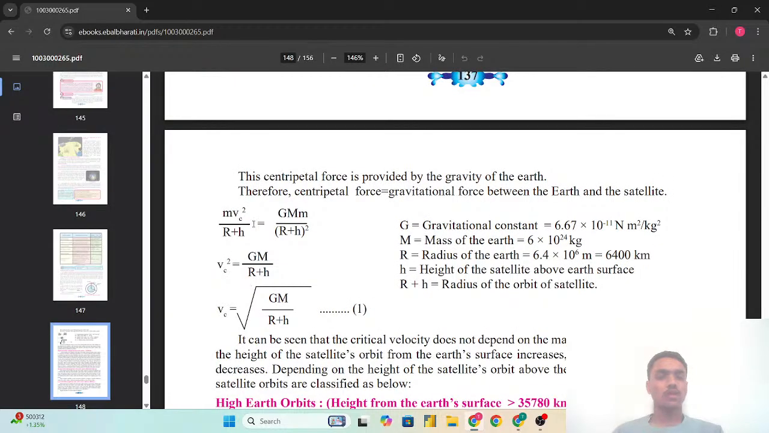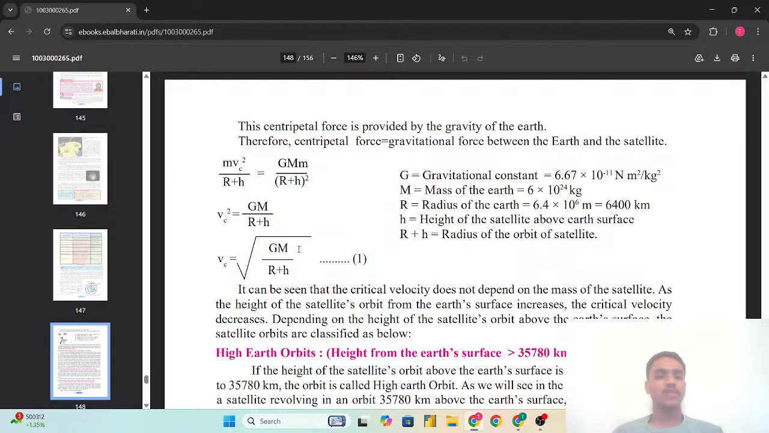So here vc square, the formula for critical velocity, is GM upon r plus h. Here we have the universal gravitational constant G, whose value we know is 6.67 into 10 raised to minus 11 newton meter square per kg square. M is the mass of the Earth, which is 6 into 10 raised to 24 kg. R is the radius of the Earth, that is 6.4 into 10 raised to 6 meter, which equals 6400 kilometer. H is the height of the satellite above the Earth's surface. R plus h is the radius of the orbit of the satellite.